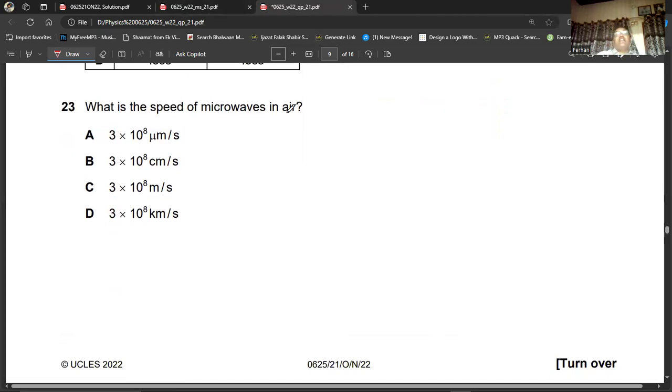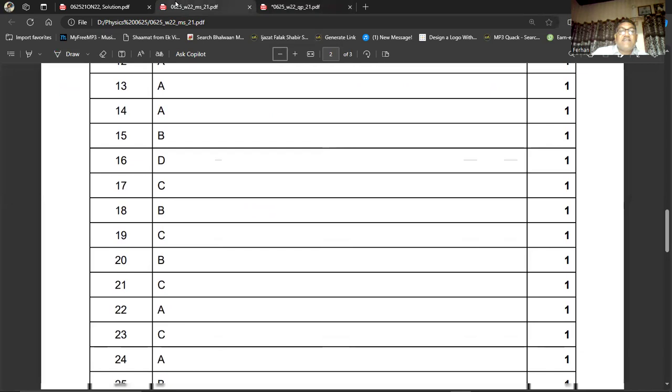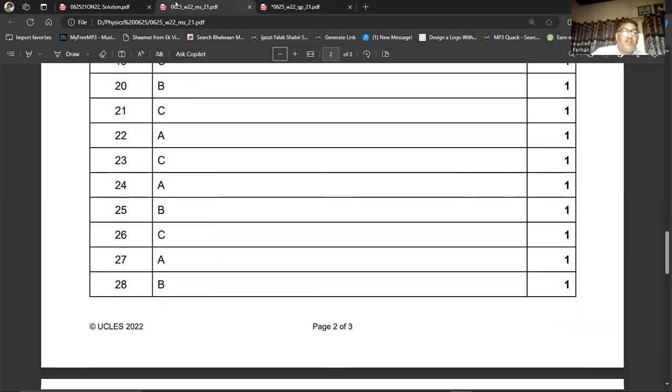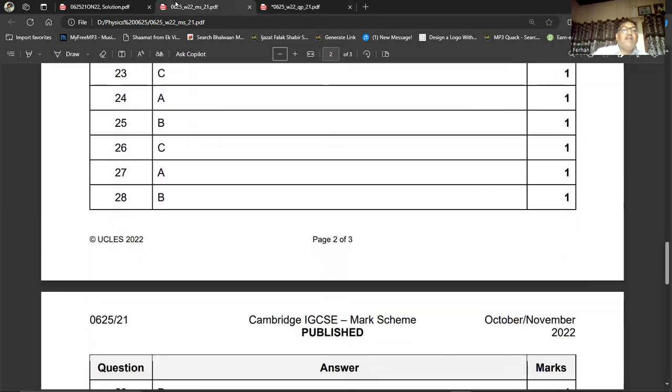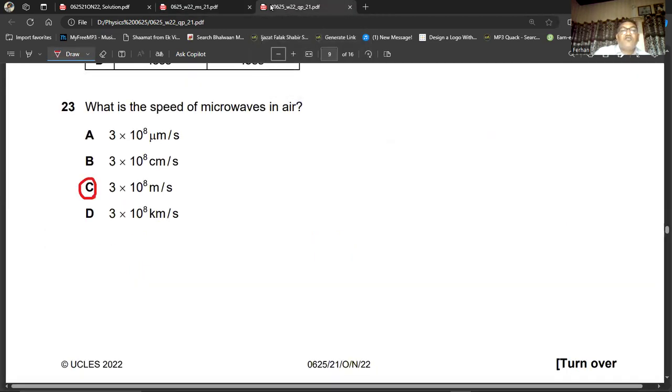All the electromagnetic waves travel with the speed of light, and that number you have to remember is 3 × 10^8 meters per second. So I think for question number 23, C is the right option, sir.